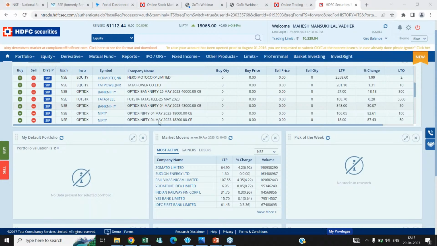Mr. Vignesh is asking, in the basket order, when we put both sell and buy at market price, how will it generate profit? Mr. Vignesh, the basket order which we generated is for two different strike prices. It was not for a single strike price. I have bought 18,000 call at market price, and I have sold 18,200 call at market price. So this was in two different strike prices. To make that strategy execute, I placed it at market order.